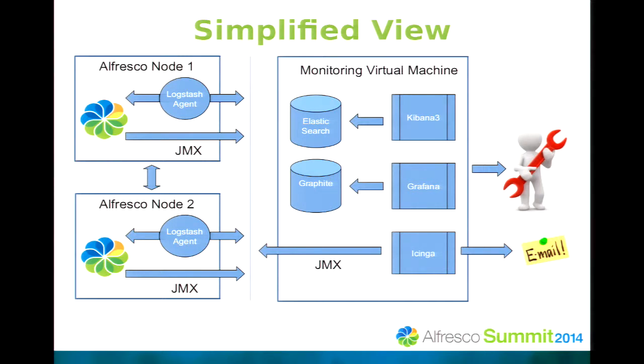The only thing that runs on the Alfresco nodes or the database server is the Logstash agent. As I said, Logstash will be tailing the log files, it will be executing commands, and will be pushing the data to the monitoring virtual machine. In the same way, Icinga will be sending requests to the Alfresco nodes via the RMI ports, and will be gathering data, and based on the thresholds that we configure in Icinga, we can send email notifications to the administrators.